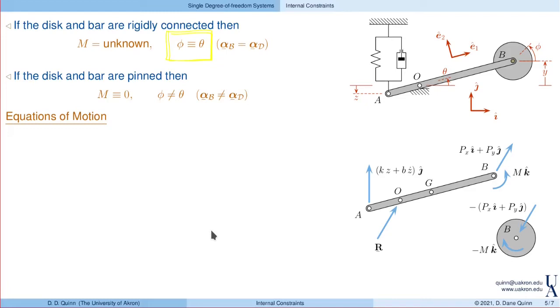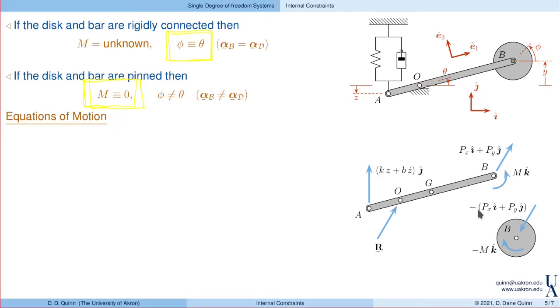In contrast, if the disk and the bar are pinned, well, pinned connections support no moment, right? So M is, by definition, equal to 0. But in that case, I no longer have a relationship between the rotation of the bar and the rotation of the disk. Those two things can be different. So here, boxed in yellow, are the two constraint equations that I'll use in these two cases.